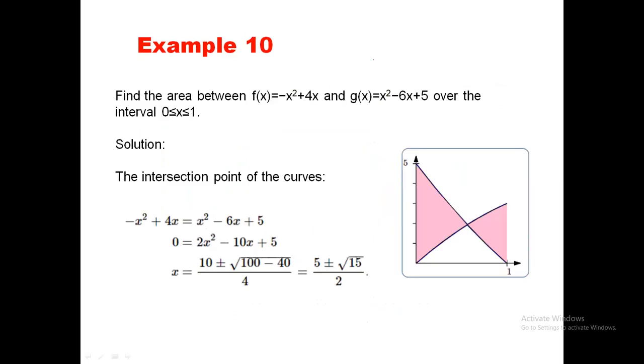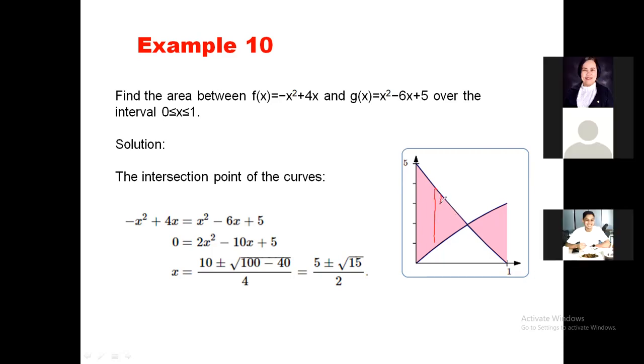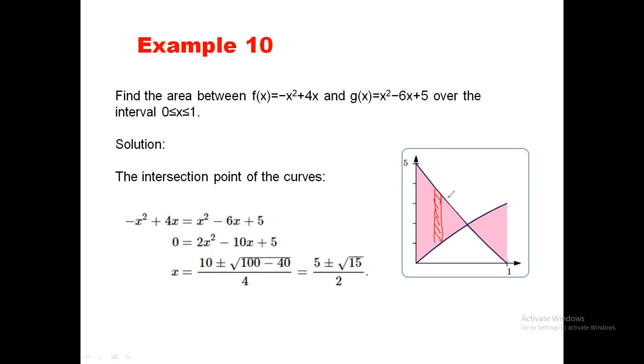Now, this one, example 10, it's the same. You use the vertical differential element. Have one here, and you have one here. Now, this is your function of x. This is your g of x. So in this part, it would be function of x minus g of x for your y. In this part, you will have g of x minus function of x for your y.